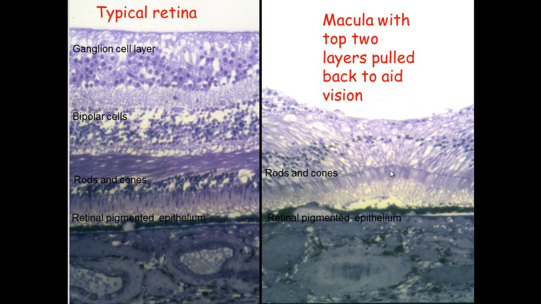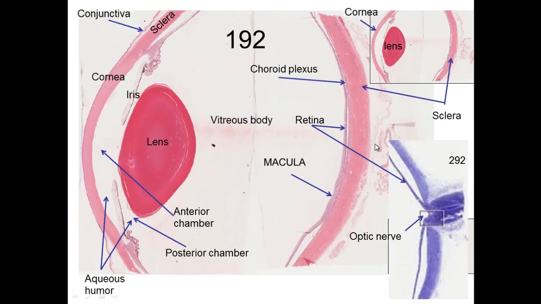Pigmented layer, rods and cones, and you pull back the top two layers, the ganglion cells and the bipolar cells, so you have an unimpeded view into the cells below.